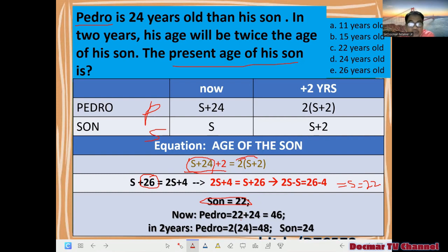Now, Pedro will be 22 plus 24, that is 46, because he is 24 years older than his son. So Pedro now is 46. What is being asked there is, what is the age of his son? It is 22. That is the answer. In 2 years, we multiply 24 times 2 is 48. And the son is 24.